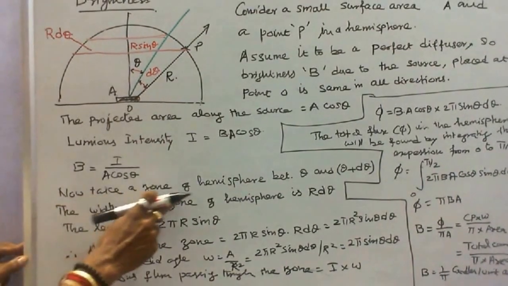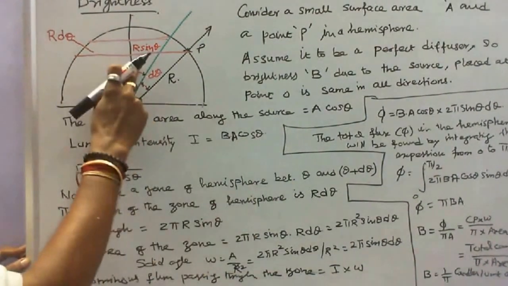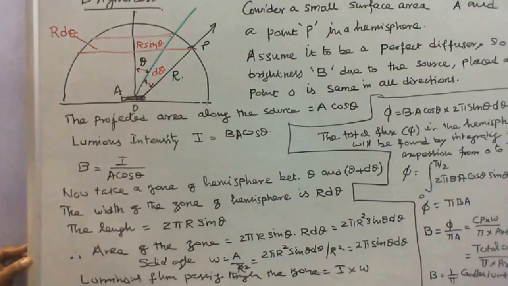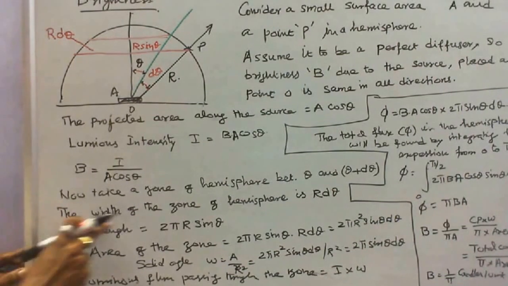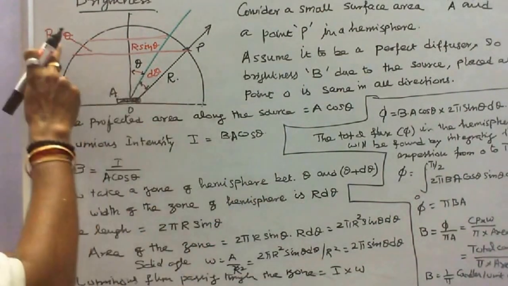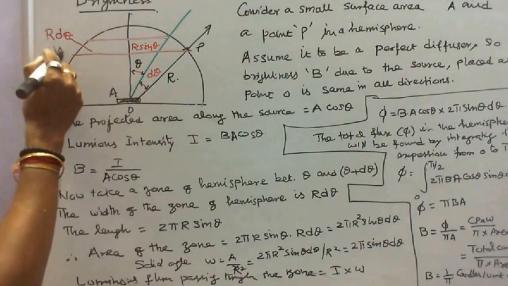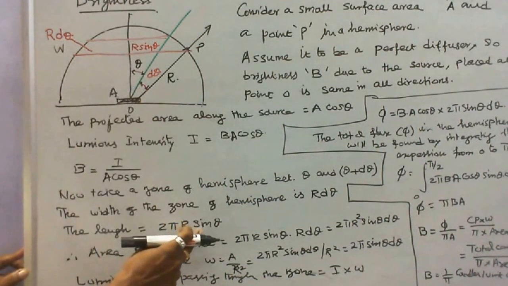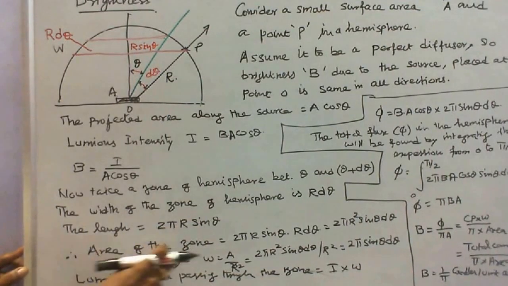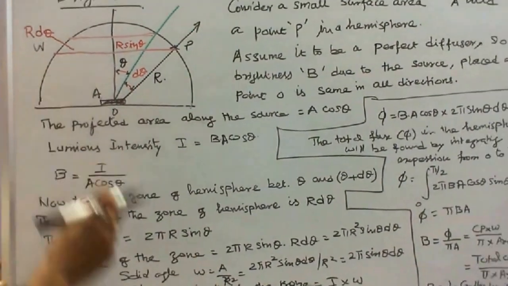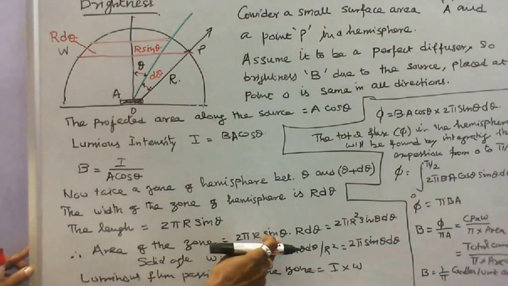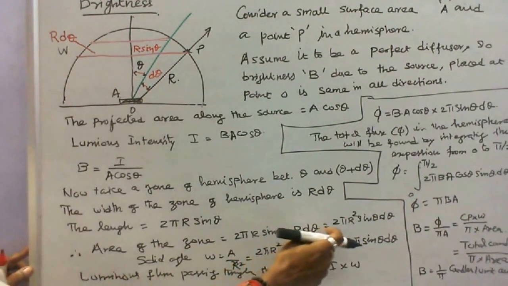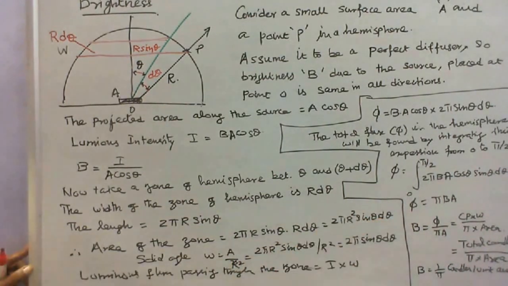Now take a zone of hemisphere between theta and theta plus d theta. The width of the zone of hemisphere is r into d theta. This is the width. The length is equal to 2 pi r sin theta. Area of the zone is equal to width into length. 2 pi r into sin theta into r into d theta. That is equal to 2 pi r square sin theta d theta.